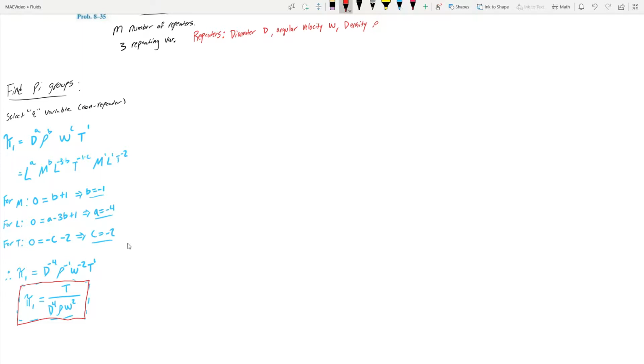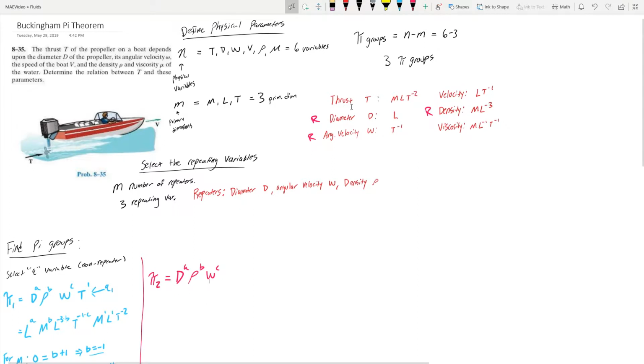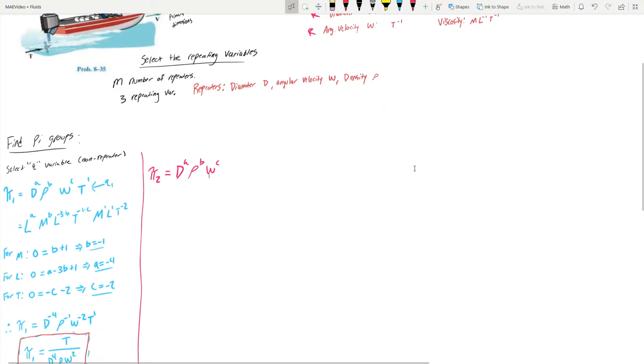So I'm going to just go ahead and do my other pi group here. So we do the same thing here. So pi2, should label this Q1. So pi2, again, we put our repeaters, d to the a, rho to the b, omega to the c. And then we're going to pick a Q2 here. So we already used thrust for our Q1. We can use velocity or viscosity for our Q2. So let's just go ahead and do velocity for this one. So it's going to be velocity to the first.